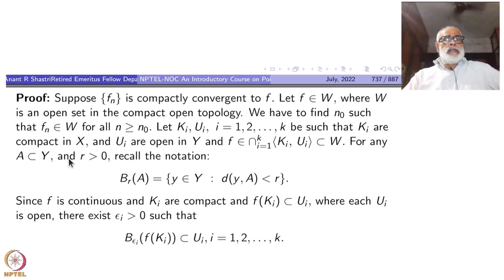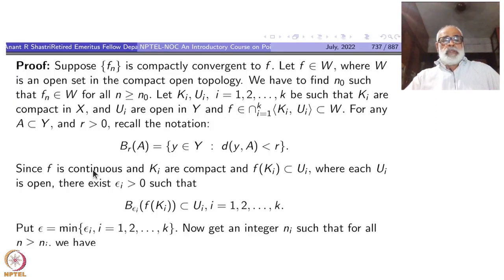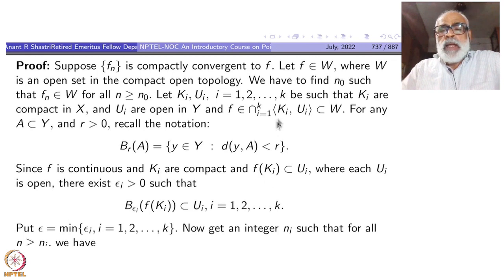Now for any subset A of this metric space Y and r positive, we have the standard notation, which we used long back. B_r(A) is the set of all y inside Y such that the distance between y and A is less than r. If A is a singleton, then this is an open ball. Otherwise, this is the r-neighborhood of A. Now f is a continuous function and the Ki's are compact, so f(Ki) are compact, and f(Ki) is inside Ui, where each Ui is open. Therefore you can find an epsilon_i positive such that the epsilon_i neighborhood of f(Ki) itself is contained inside Ui.